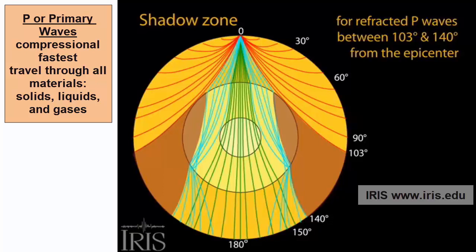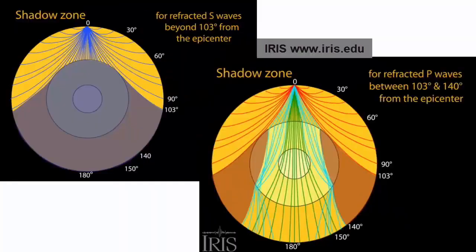We can use this valuable information of shadow zones to determine the precise location of our outer core. If it were bigger, the shadow zones would also be bigger. If the core were smaller, so too would be the shadow zones.